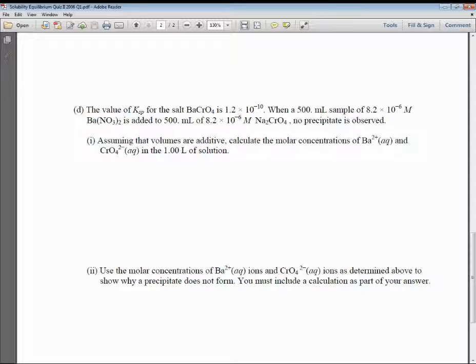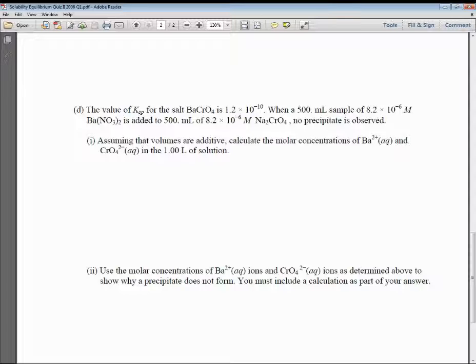It says when 500 milliliters of 8.2 times 10 to the minus 6 molar barium ion solution is added to 500 milliliters of an 8.2 times 10 to the minus 6 molar sodium chromate solution, you're taking two beakers and mixing their contents together into one, yes? Anything come to mind? Total volume comes to mind.